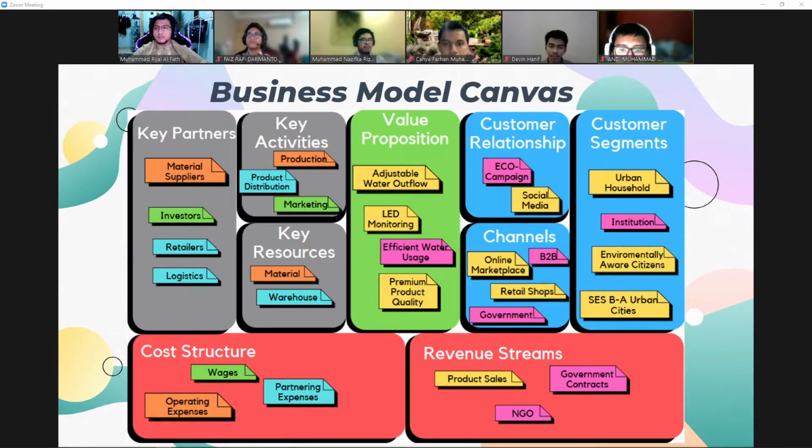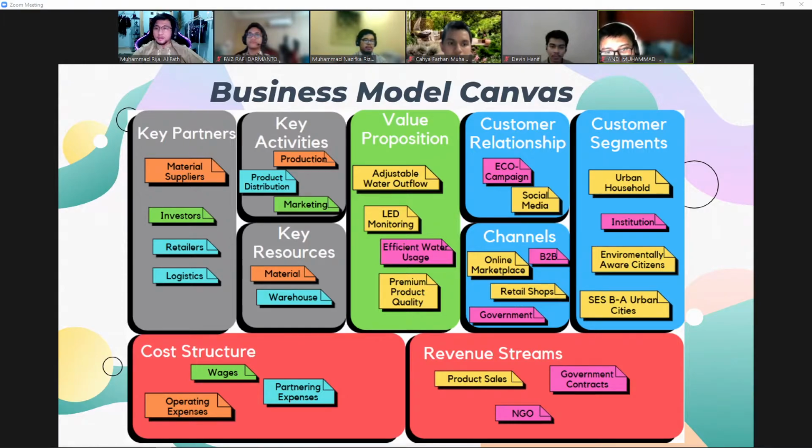The customer relationships consist of eco-campaigns, which are one of our business strategies of promoting eco-friendly causes, and the second is social media, which is to interact with the customers so that we can hear their demands, complaints, and feedback about our product and services. Our channels are an online marketplace that is used to connect our target customers to our product and facilitates transactions in an online network. The second is retail shops, the channel that facilitates transaction activities of our product with our target market in a physical space.